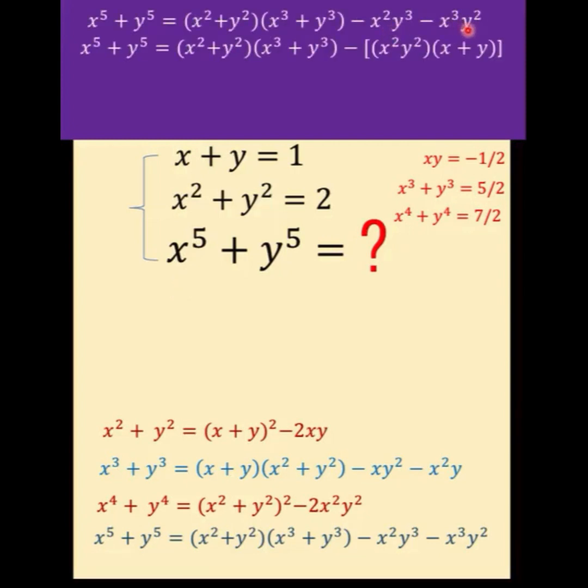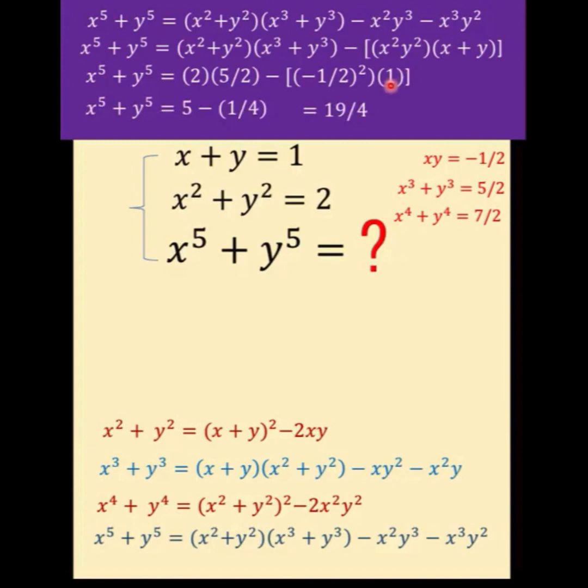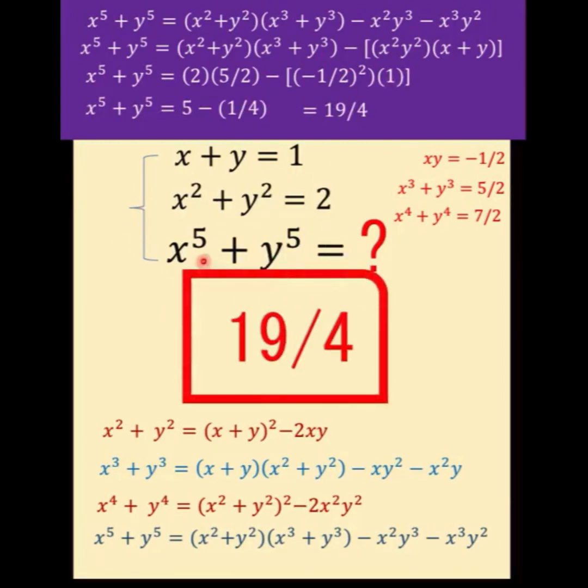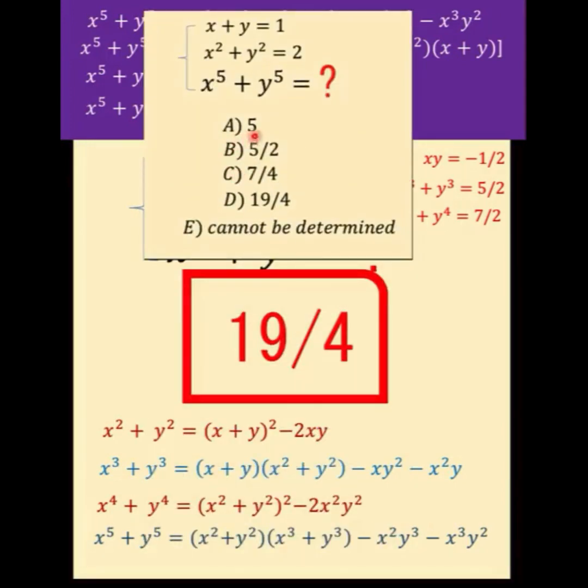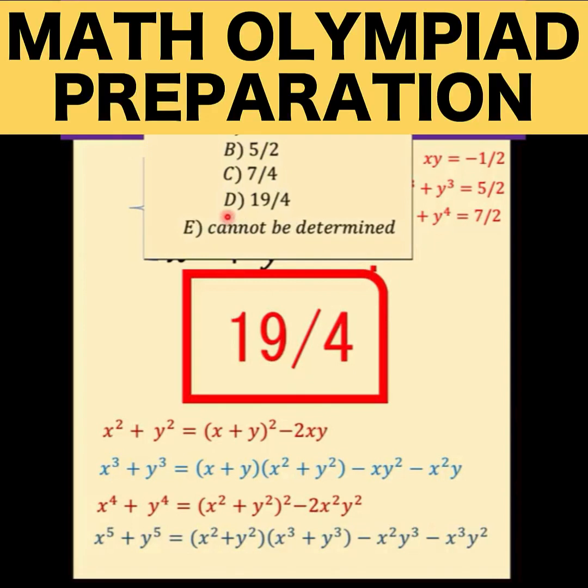This part here can be simplified because there's a common factor of x squared y squared, and substituting the values that we have so far, we know that x squared plus y squared is equal to 2, x cubed plus y cubed is equal to 5/2, minus x squared y squared is negative 1/2 squared, x plus y is 1, and this gives us a value of 19 over 4. And therefore, the value of x to the fifth plus y to the fifth is 19 over 4. And going back to our problem, that is letter D.